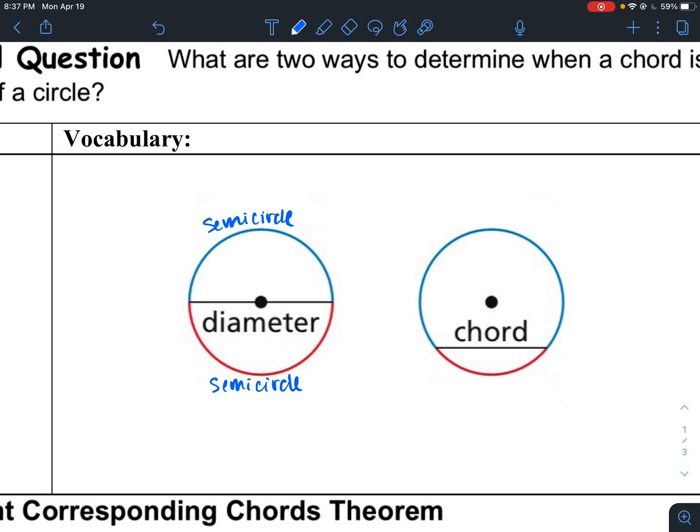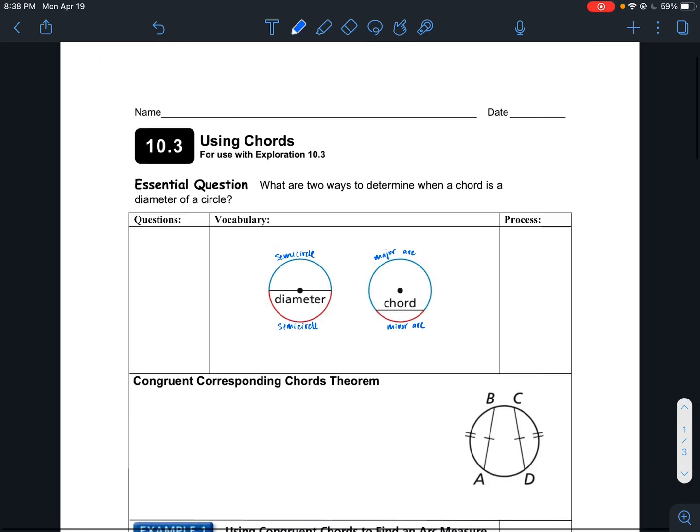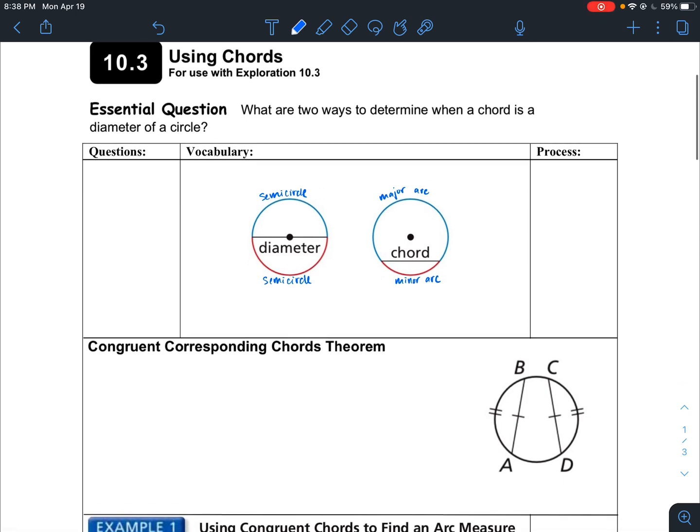Okay. Now, whenever the chord is not the diameter, we have what we call a major arc and a minor arc. Okay, so a major arc obviously is the portion of the circle that's larger versus the smaller portion, which is the minor arc. Okay, so we have major and minor arcs.